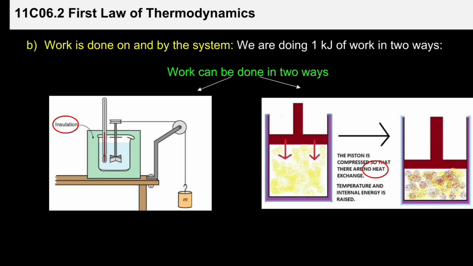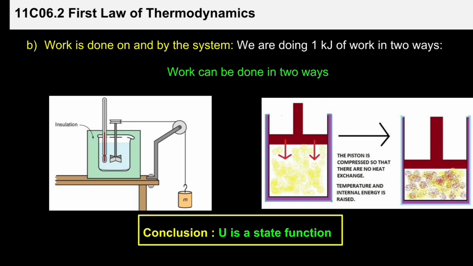In the second method, we pass a piston through an insulated system, and when we compress the gas with the piston, the temperature of the gas increases. The increase in temperature will increase the internal energy of the system. From this, we can conclude that internal energy is a state function, because in both cases the change in internal energy is exactly 1 kilojoule.